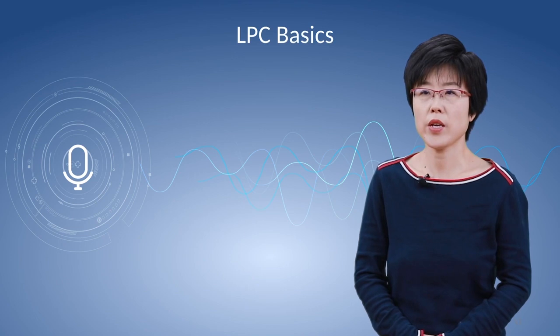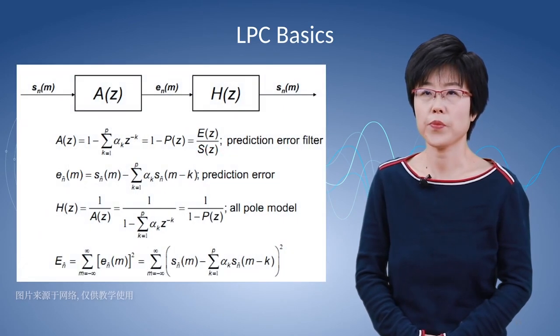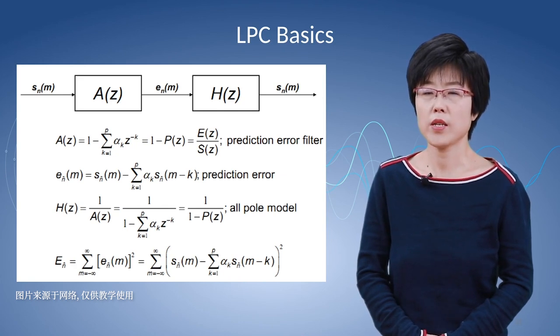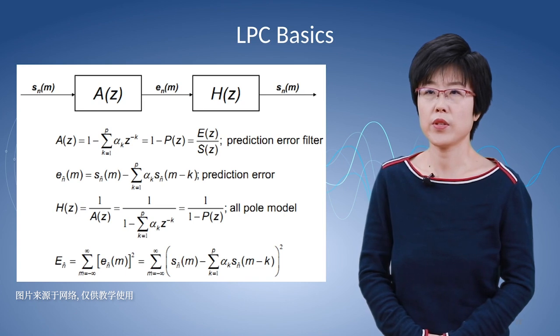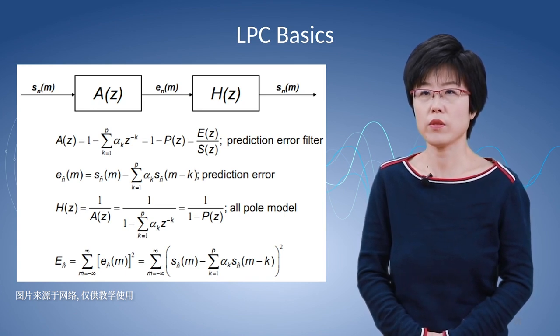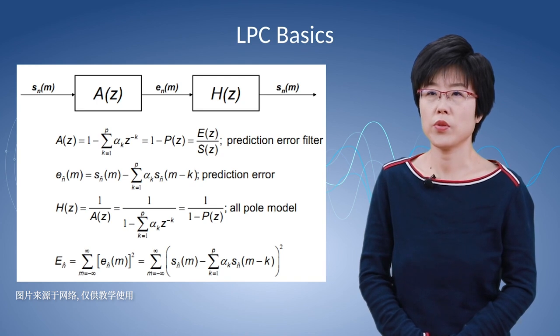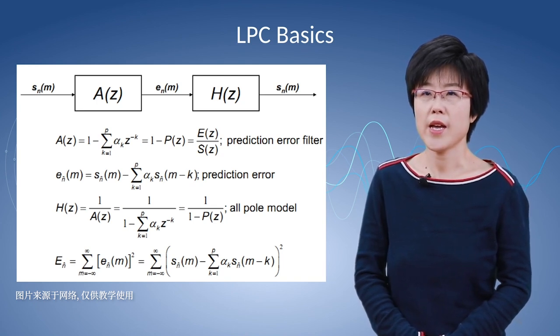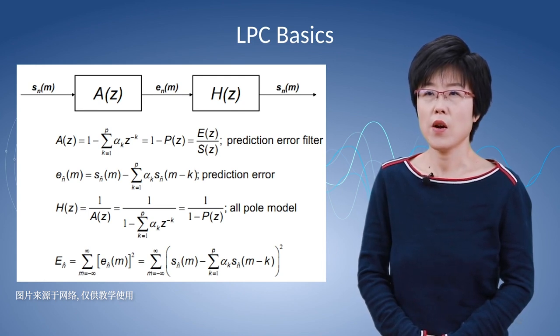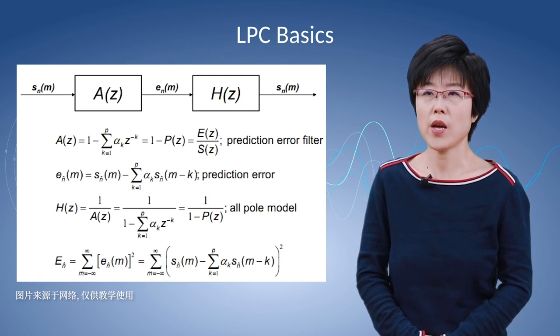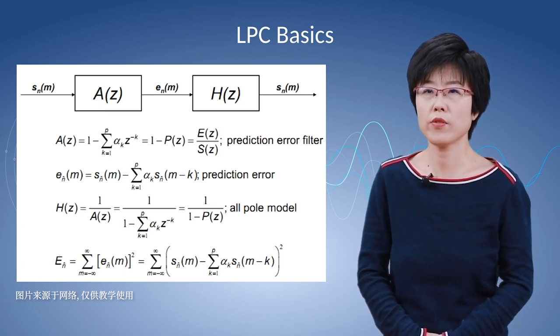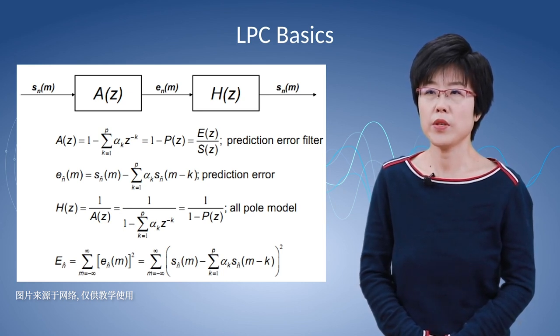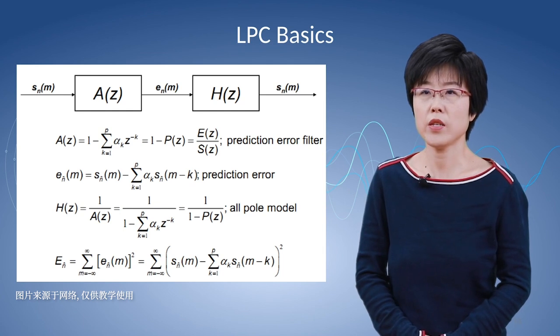Let's have a summary of the LP basic equations. In the analysis part, the speech signal is processed by the prediction error filter, the inverse filter, and outputs the prediction error, the residual. In the synthesis part, the error signal excitation passes through the output model LP filter and recovers the speech signal. LP parameters can be computed by use of the MSE criterion.